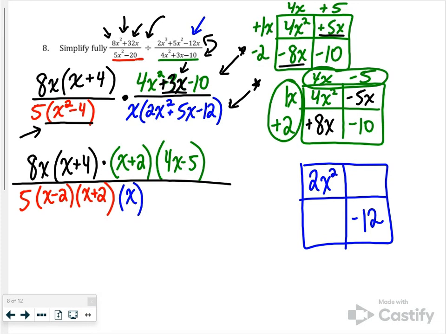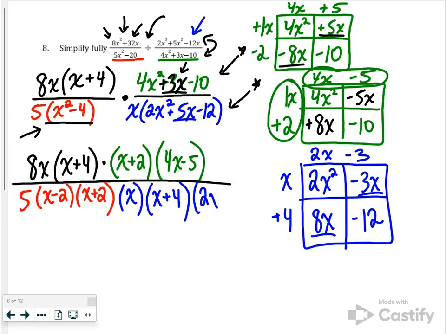Let's see. So we know it's going to be x and 2x, and it's got to be negative 12 over there. Negative 3 and a positive 4. Let's see if that does the trick. 2x times 4 is 8x, and x times negative 3 is minus 3x. There we go. We did get it, because that's plus 5x. 8x minus 3x is plus 5x. And that was a good one. Sometimes you get it on the first try, other times not. It's okay.